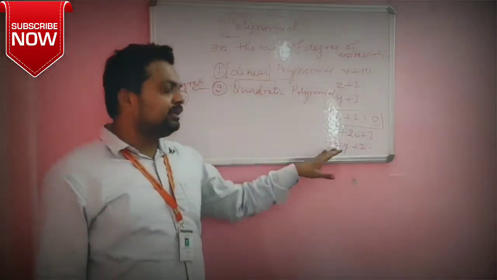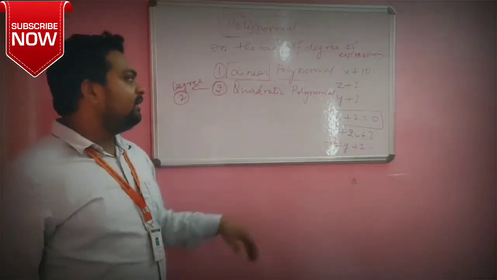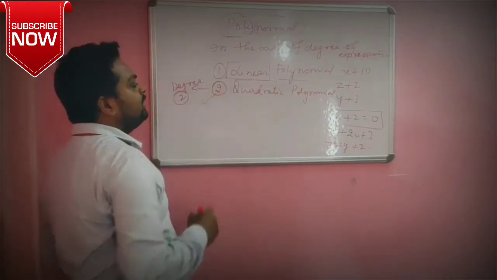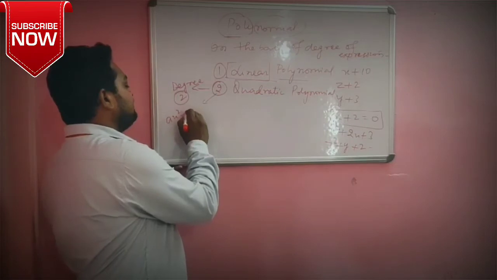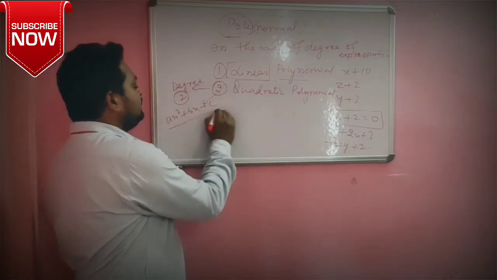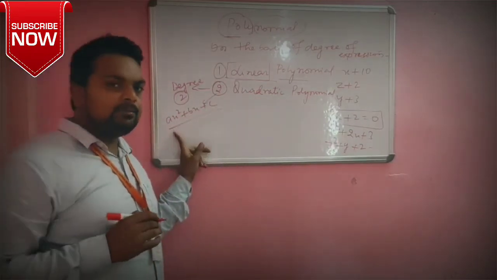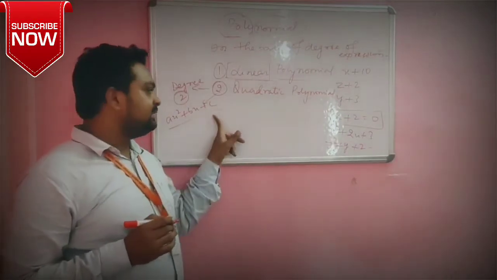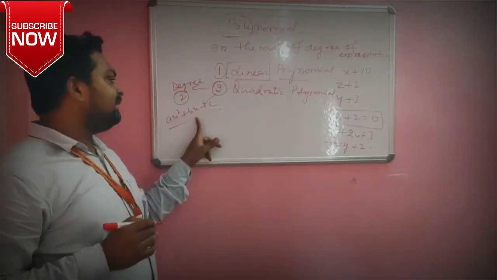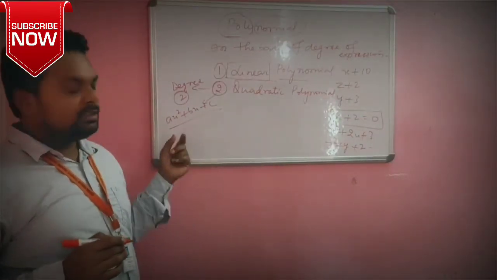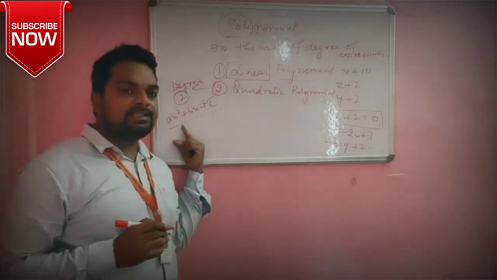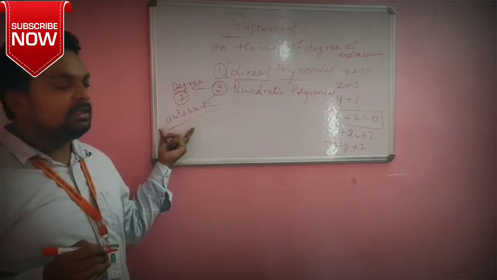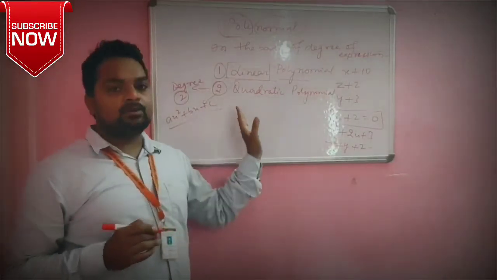So for the common expression of a quadratic polynomial, you can write it as ax square plus bx plus c, where a is some constant, b is also some constant, and c is also a constant, and x is a variable. So we can write it like this. It can be called the general term for the quadratic polynomial. Hope you understand the quadratic polynomial.